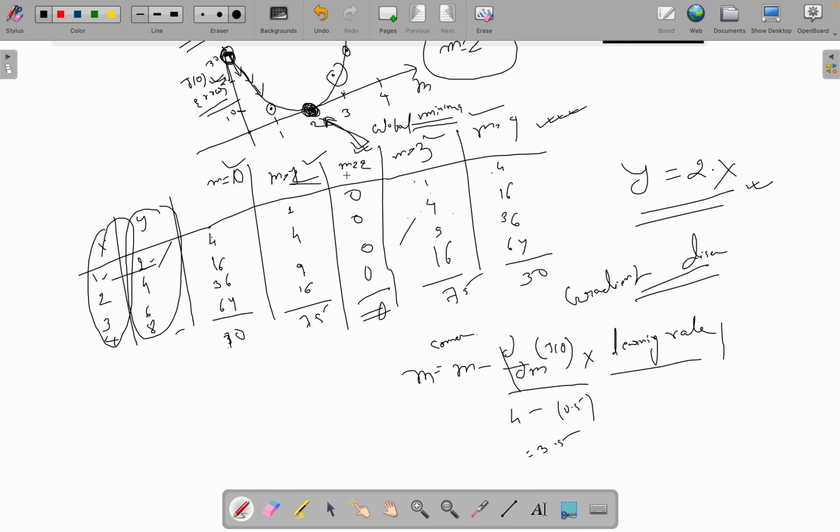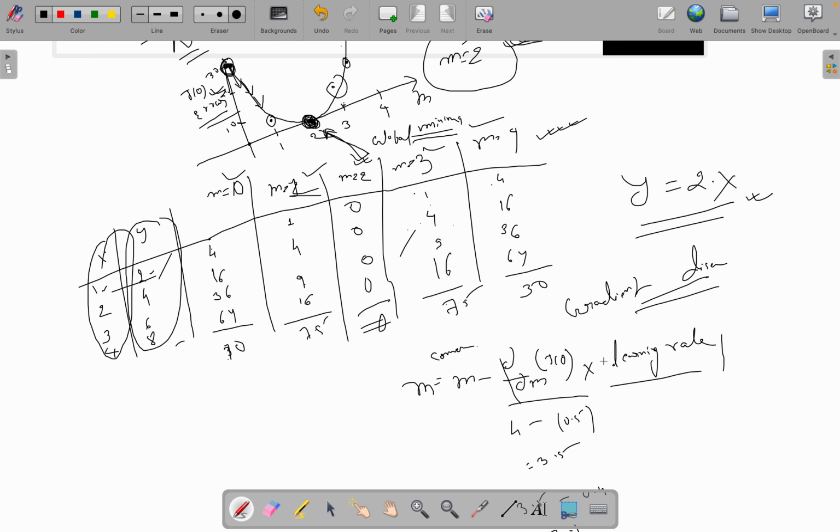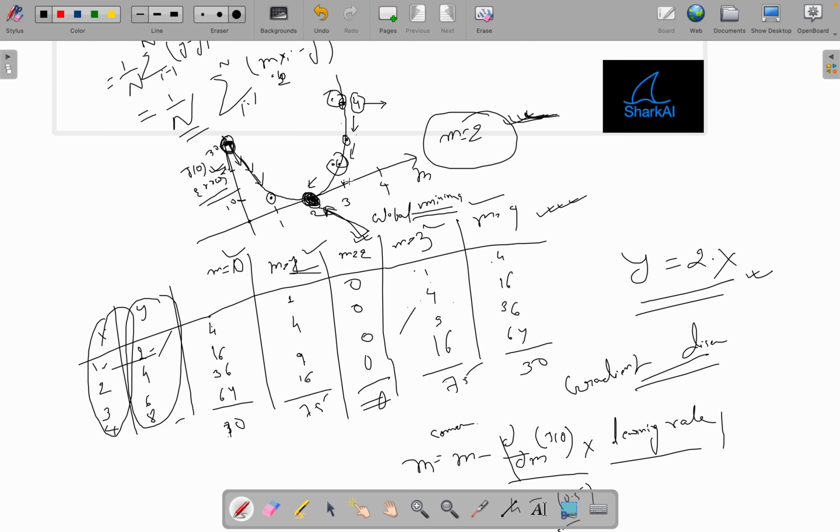Then next time, suppose it is at 3.5, the whole term is coming as 0.4, so my next value is 3.1. Okay, so it will be somewhere here. So you can see how gradually it is going towards our global minima, which is 2, and minimizing the error. Okay, so this is how your gradient descent works.